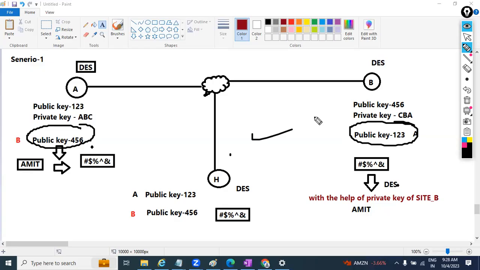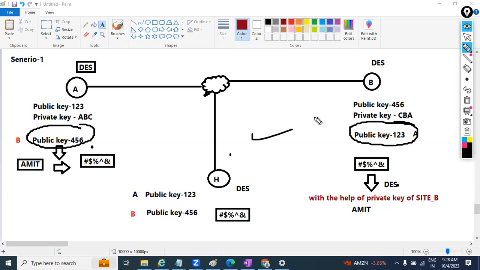Sir, how are these private keys and public keys generated? These are some internal algorithms they have. Okay, so they have some algorithms for that, and with the help of that only they would generate them. Each one of them is generated on both sites.